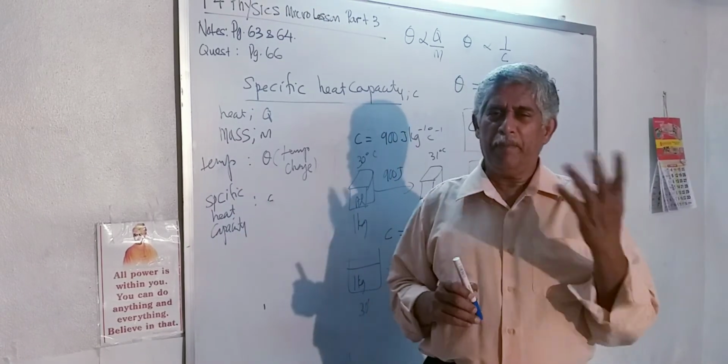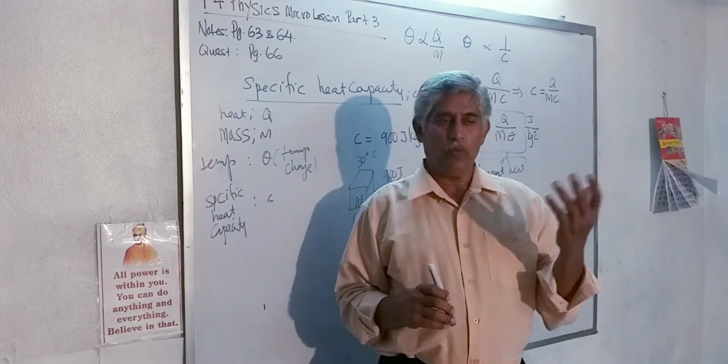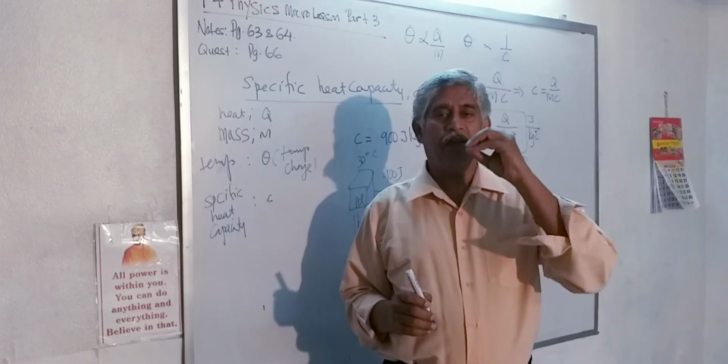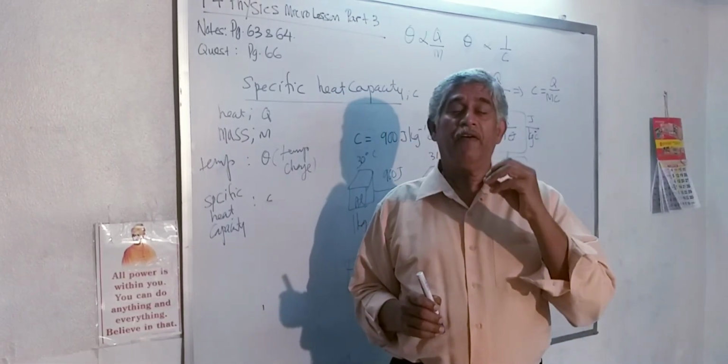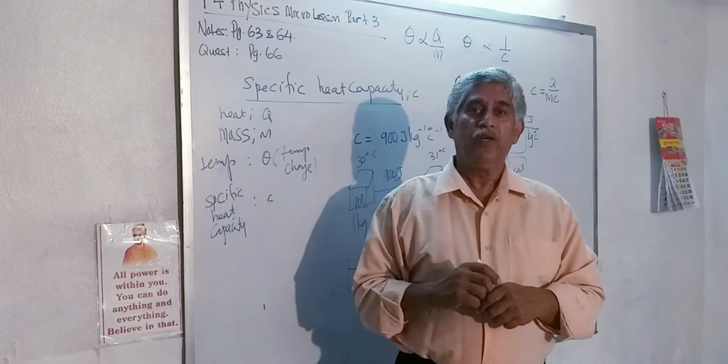Usually metals have a low specific heat capacity, and insulators like wood, water, oil, plastic, all these substances have very high specific heat capacity. So when you heat it up, the temperature rises slowly.